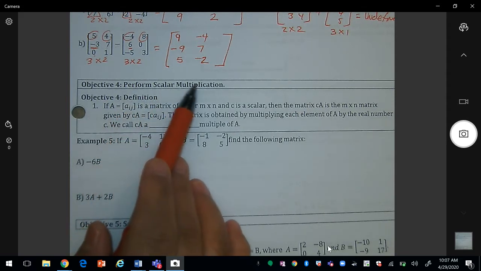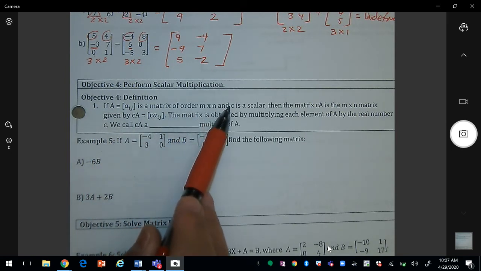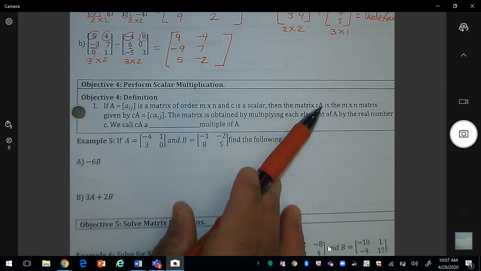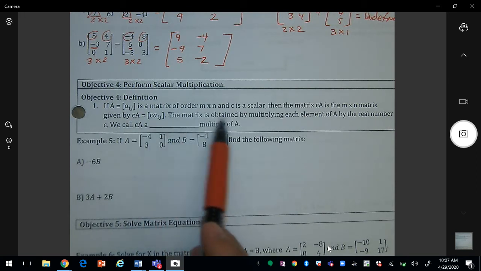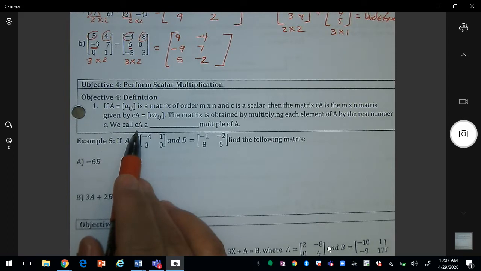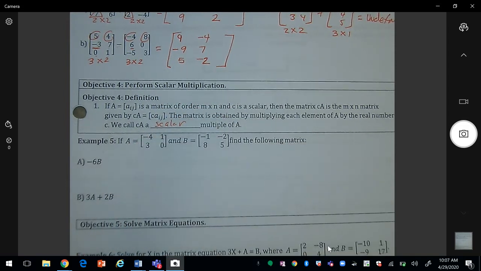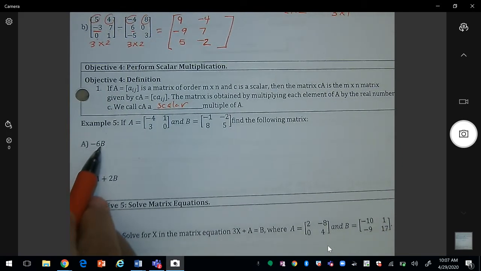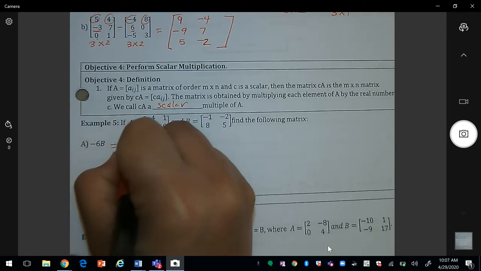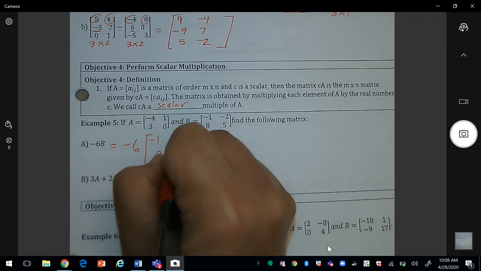Objective 4, perform scalar multiplication. If we have a matrix A of order n by n and C is a scalar, then the matrix C times A is the n by n matrix given by CA. So basically, we're going to multiply everything in the matrix A by C. We call CA a scalar multiple of A. So what this means here is if we have a number in front of the matrix, all we need to do here is multiply the matrix elements by that number.